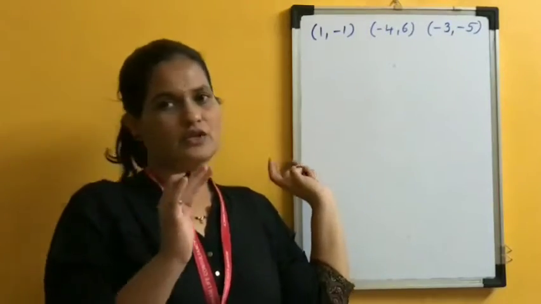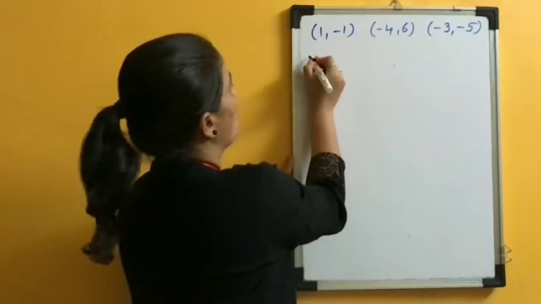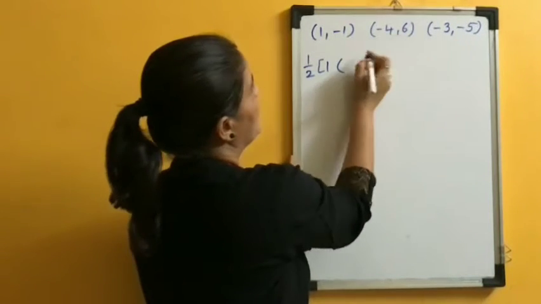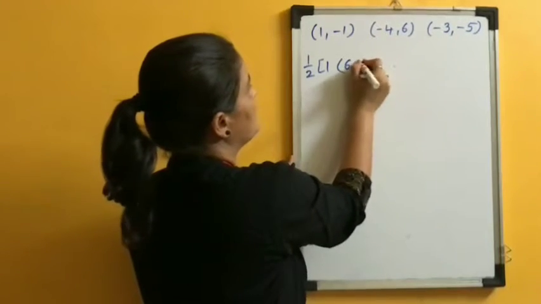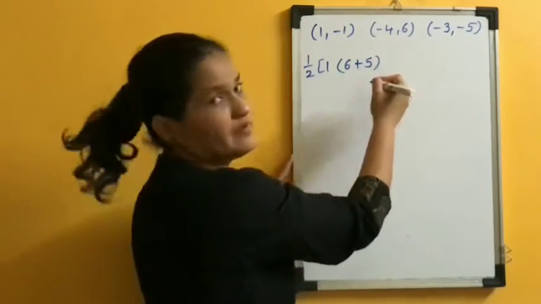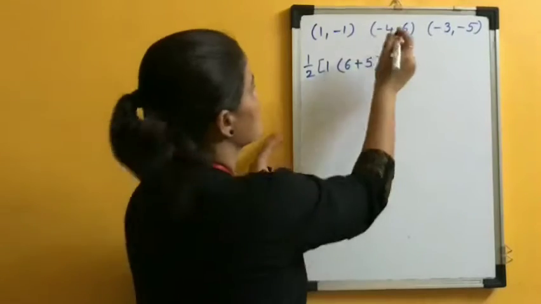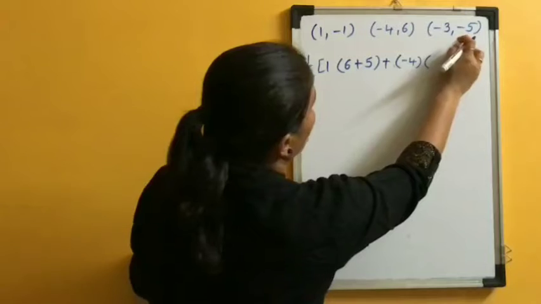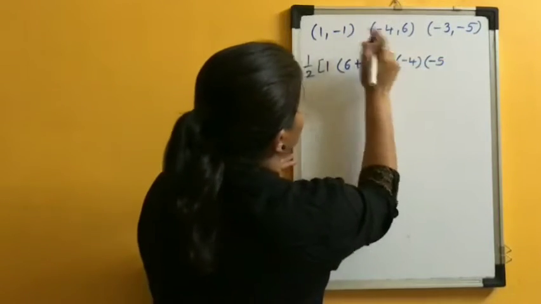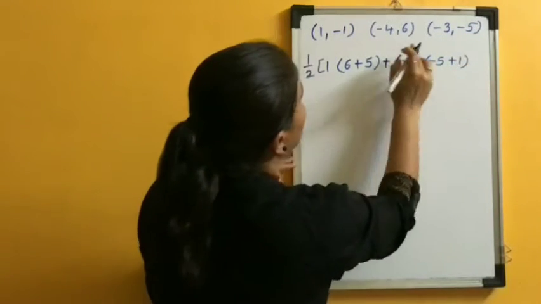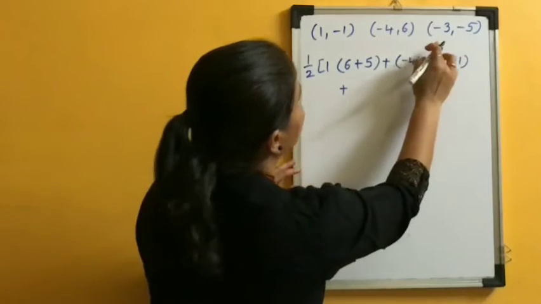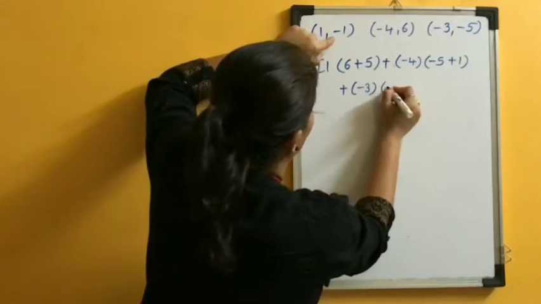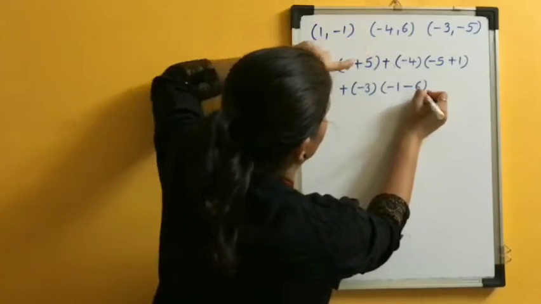So the area of the triangle using the formula is 1 upon 2 into 1 into bracket 6 minus 5, that means 6 plus 5, plus minus 4 into minus 5 minus 1, that means plus 1, plus minus 3 into minus 1 minus 6.